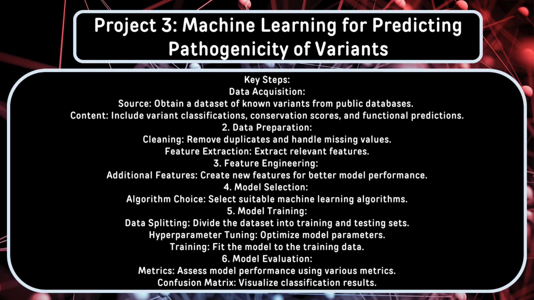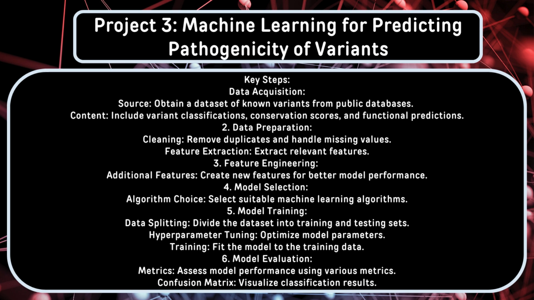Third project is on machine learning for predicting pathogenicity of variants. Objective: to develop a machine learning model that predicts the pathogenicity of genetic variants based on genomic features. Detailed steps are data collection. Gather a dataset of known variants from databases like ClinVar or gnomAD, including their classifications.